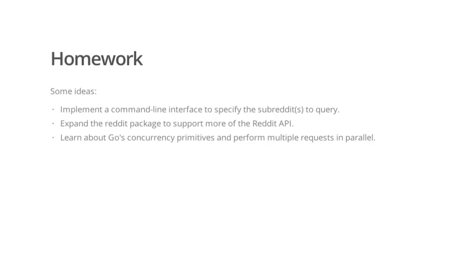So here are some ideas as to how you can take this further in your own time. You might want to implement a command line interface to specify the subreddit or subreddits to query. You could expand the Reddit package to cover more of the Reddit API, such as user information. And you could learn about Go's concurrency primitives and use them to perform multiple requests in parallel.